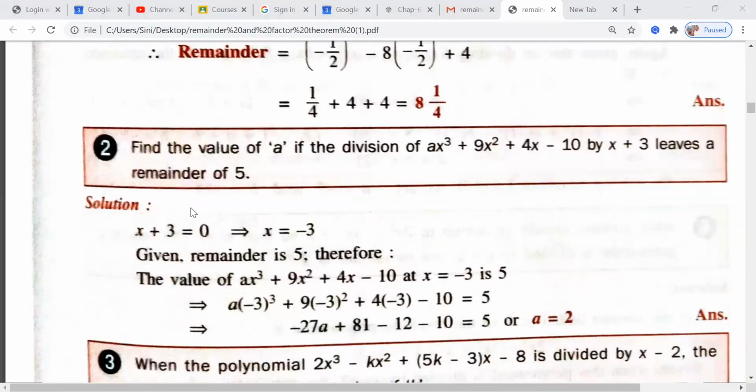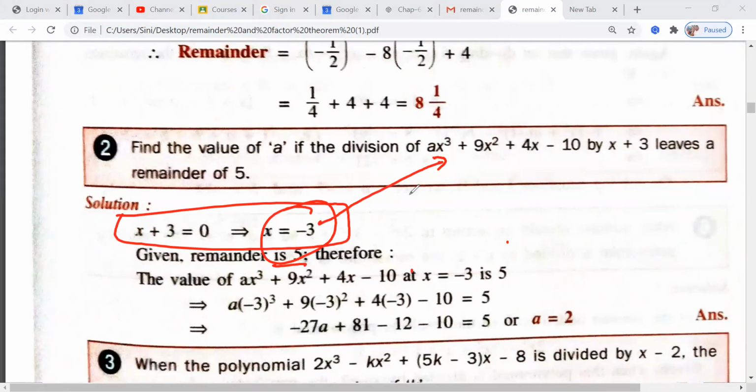So x plus 3 is equal to 0, x is equal to minus 3 I got. Correct? Whatever I told, same thing they are also doing. Remainder is 5. And this x is equal to minus 3, I have to substitute here. This is my function, ax cube plus 9x square plus 4x minus 10. And this leaves a remainder of 5. That is also given. The answer of this is 5. So I'm just putting f of minus 3.